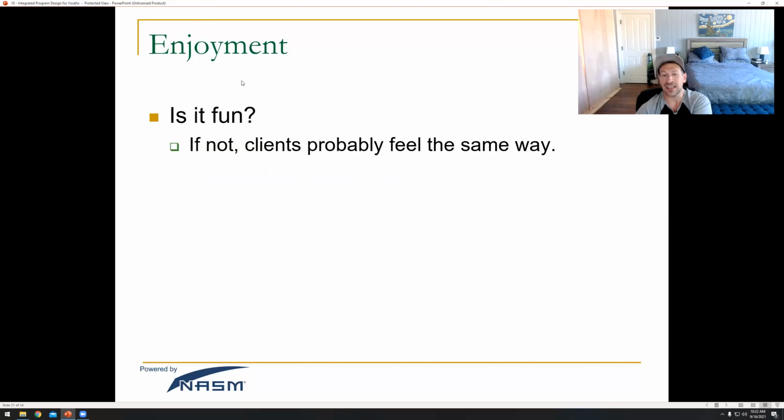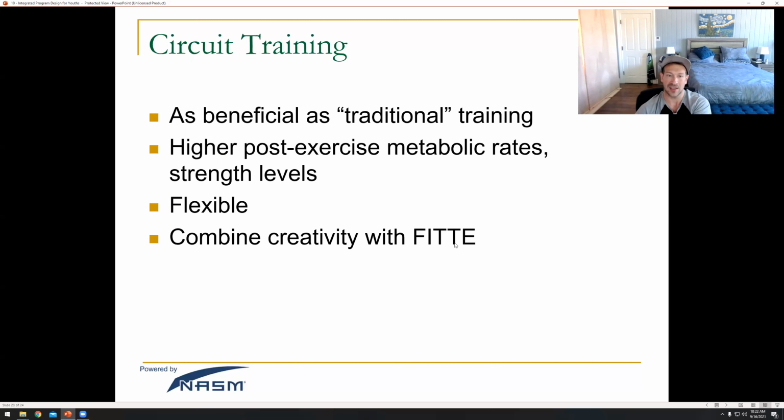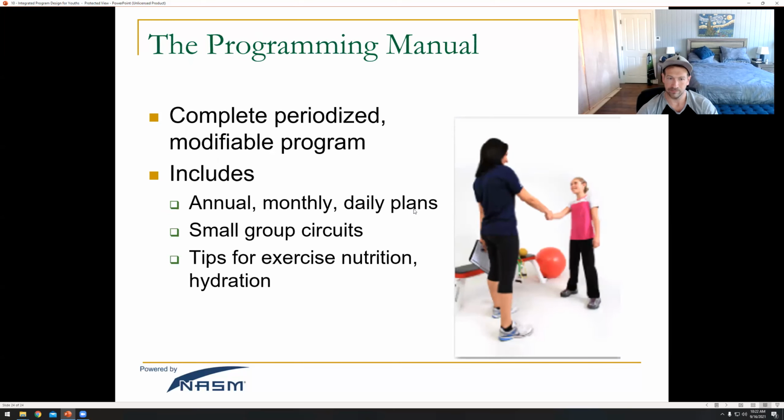And lastly, the E that we're tacking on to our FIT principles, FITTE, that's the enjoyment factor. You need to make sure that enjoyment factor is high. Otherwise, your client's not going to adhere to it. And that really does apply to kids and adults. So this is why we like circuit training so much. Lots of exercises in a row with little to no rest is going to give you the benefits of cardio training while also giving you the benefits of strength training.